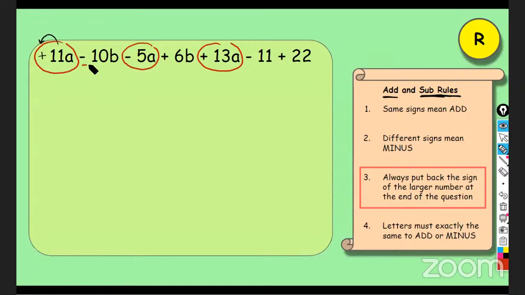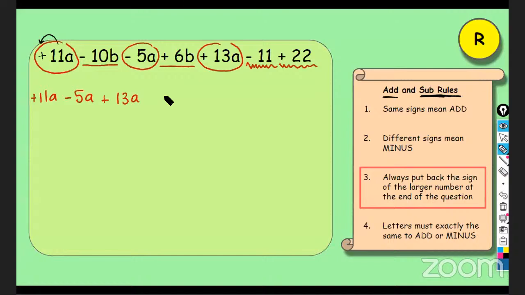And then I'm going to underline all the B's. And then everything without any letters, I'm going to put squiggly lines. You can invent your own little symbols. So from a distance, you can identify the A's, the B's, and the C's. So what I'm going to do, I'm going to drag the A's together, then the B's, and then everything without the letters. So the positive 11A, that's him. I'm going to drag the minus 5A and the positive 13A. I'm going to use a different color for the B's to make it easier to identify.